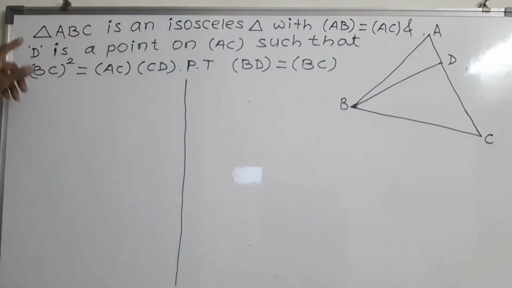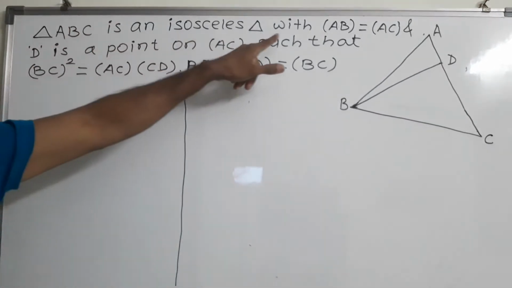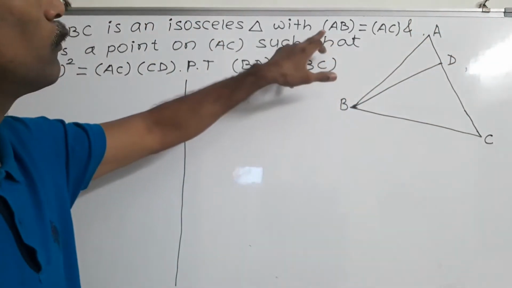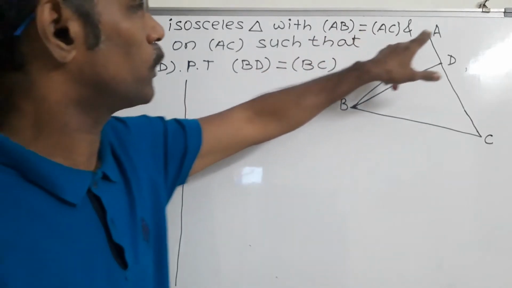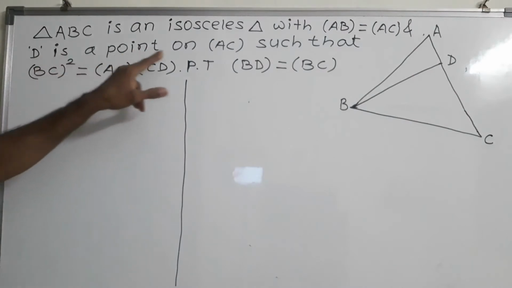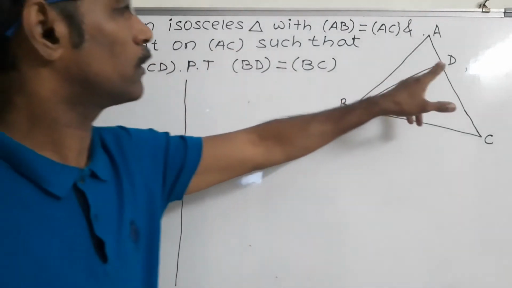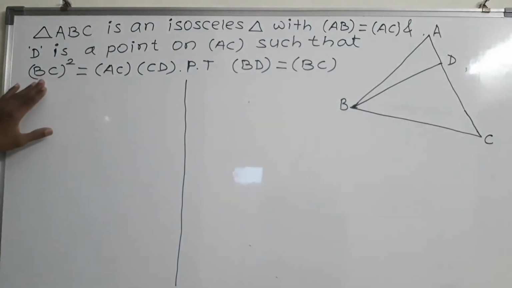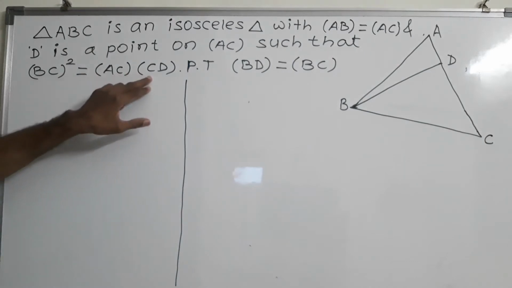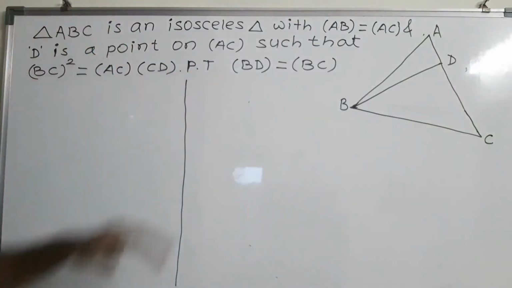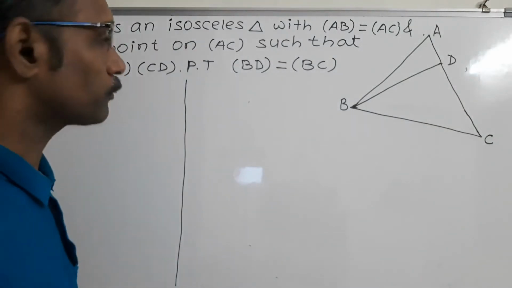Hello friends, triangle ABC is an isosceles triangle with AB equal to AC, and D is any point on side AC such that BC square is equal to AC into CD. This is given.